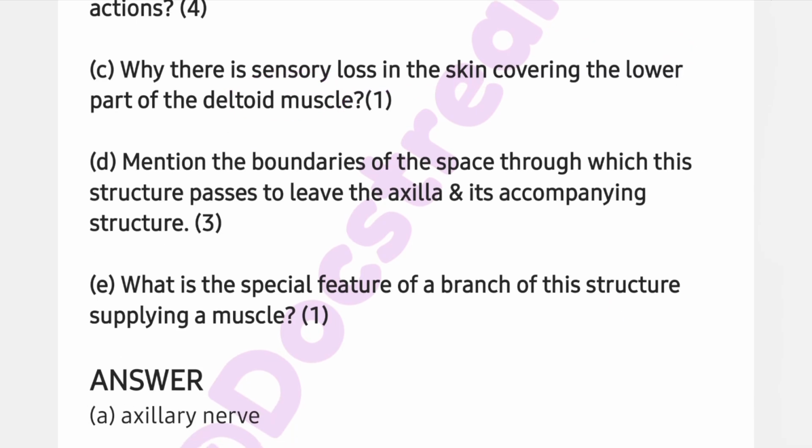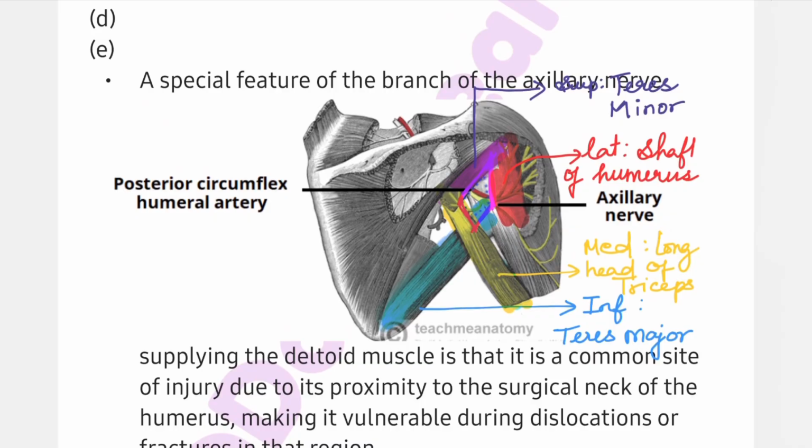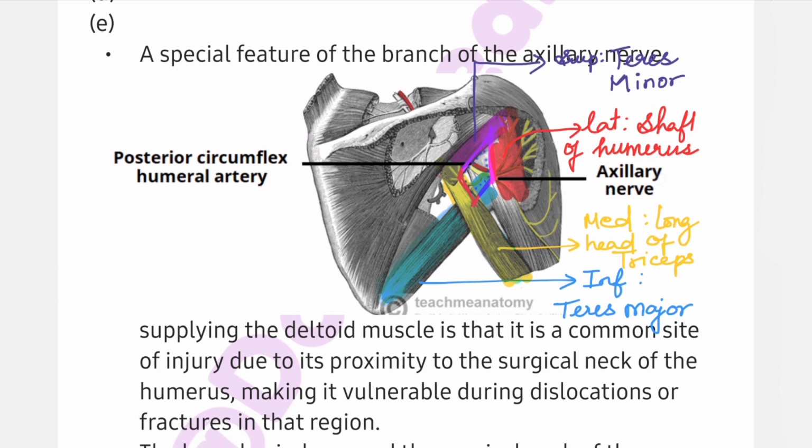Mention the boundaries of the space through which the structure passes to leave the axilla and its accompanying structure. You have the quadrangular space. Quadrangular space is the one through which axillary nerve passes. Along with axillary nerve, you have the posterior circumflex humeral artery accompanying. So if they ask about the boundary, the superior boundary, this muscle that is cut, this muscle is teres minor. So superior boundary is teres minor.